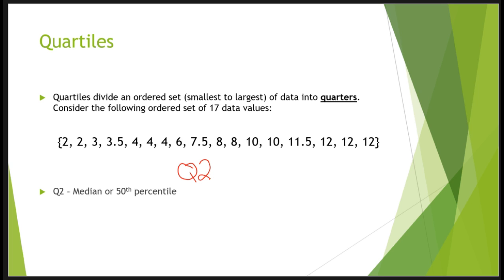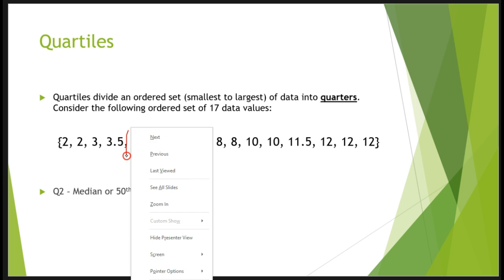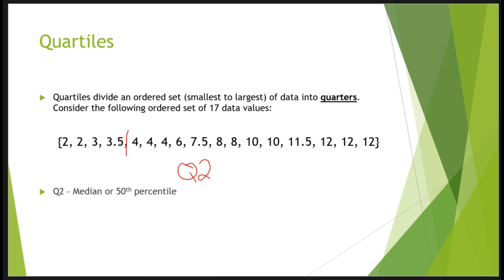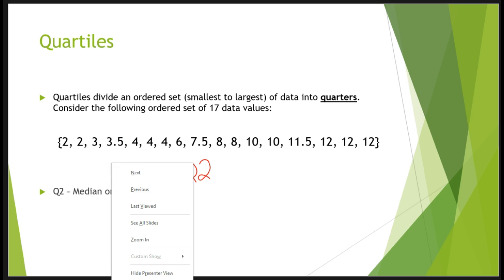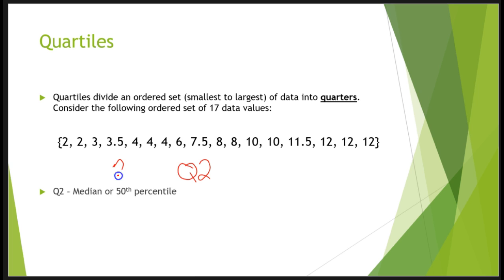The lower half of the data, 2, 2, 3, 3.5, 4, 4, 4, and 6, those values we're going to divide into halves. And we are going to find the first quartile that's between the two middle values, 3.5 and 4. So to find the middle value, you have to take an average of those two and you get 3.75. So that's your Q1.